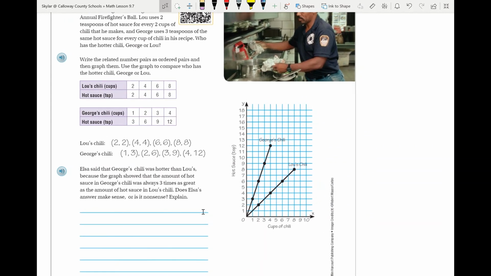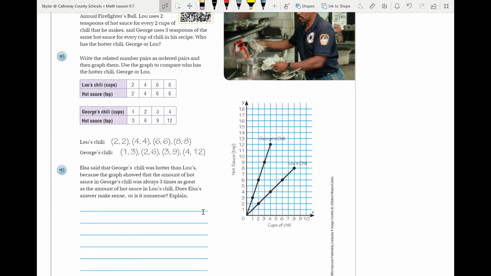Alright, so hopefully you all actually agreed with Elsa. I know that we're used to people getting it wrong in the book and we're having to fix it, but if you take a look, she's right. Whenever there are 2 cups of chili, Lou has 2 tablespoons of hot sauce. George has 6. That's 3 times bigger. Whenever we are talking about having 4 cups of chili, we have 4 tablespoons or teaspoons of hot sauce for Lou, and we have 12 for George. That is 3 times as great.